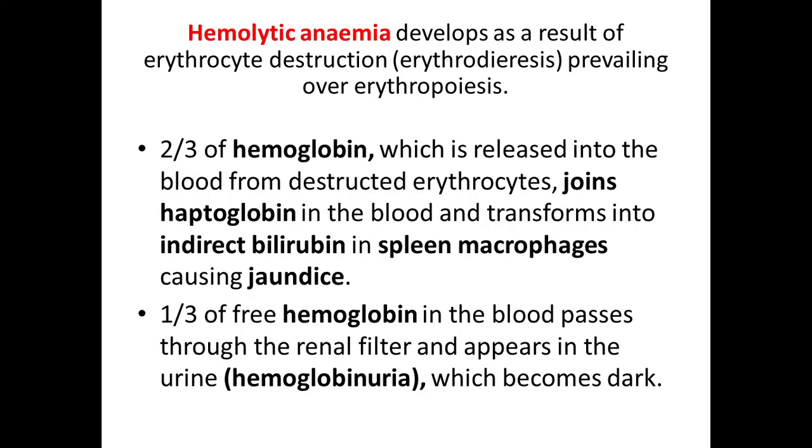After the erythrocytes' destruction, hemoglobin is released from erythrocytes. Most of the hemoglobin released into the blood from destroyed erythrocytes joins haptoglobin in the blood and transforms into indirect bilirubin in spleen macrophages. The third part of free hemoglobin in the blood passes through the renal filter and appears in the urine, causing hemoglobinuria and darkness of urine.